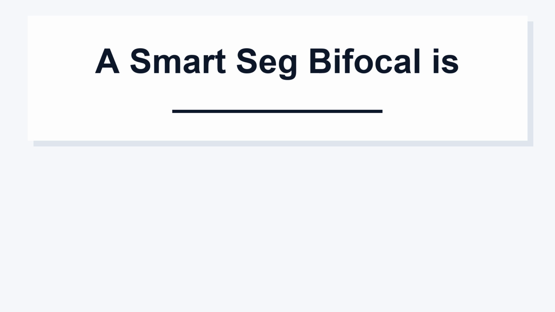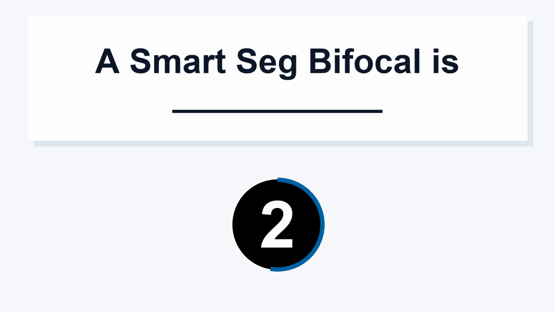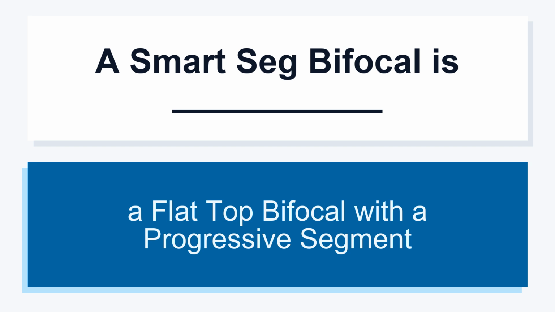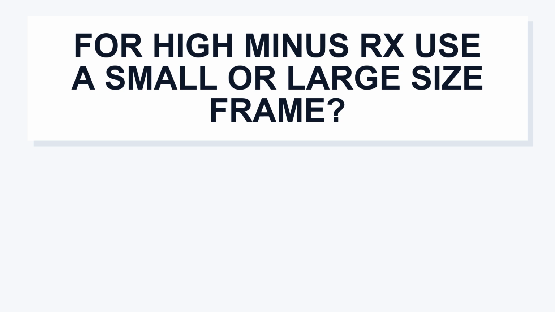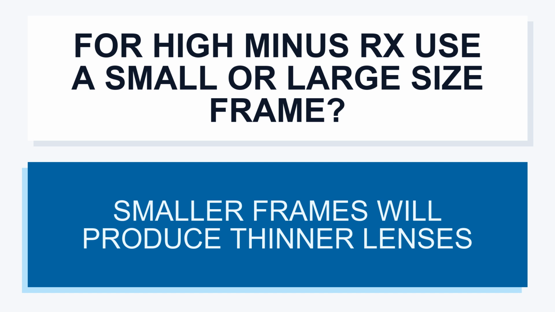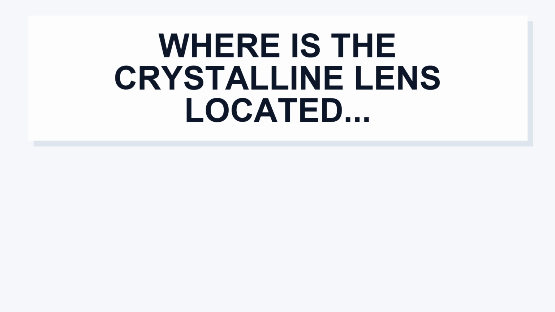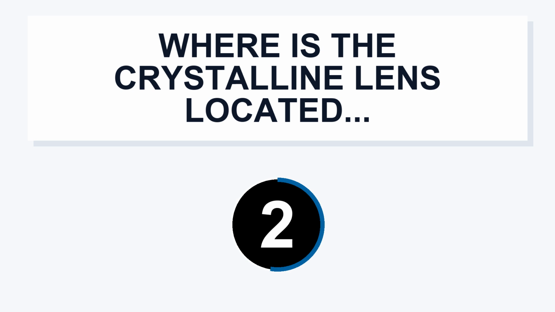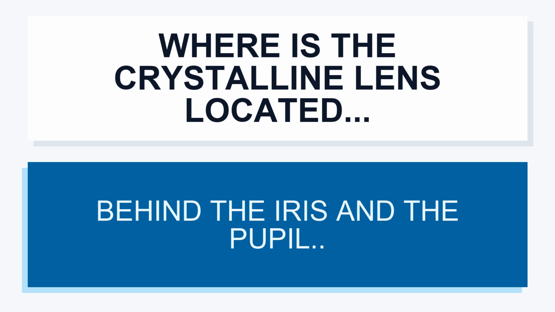A smart seg bifocal is a flat top bifocal with a progressive segment. For high Rx, use a small or large size frame? Smaller frames will produce thinner lenses. Where is the crystalline lens located? Behind the iris and the pupil.